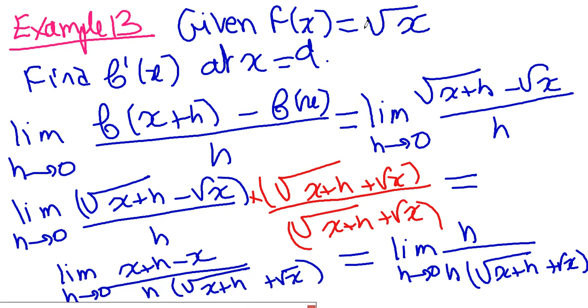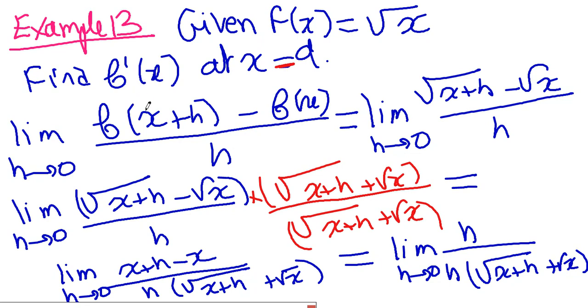So given f of x equal radical x, I need to find f prime of x at x equal to 9. If you can see in each exercise, I'm trying to change the way of asking the question, so you can understand all the ways of asking this question. When I say here f prime, it means the derivative. I didn't say the gradient or the slope.